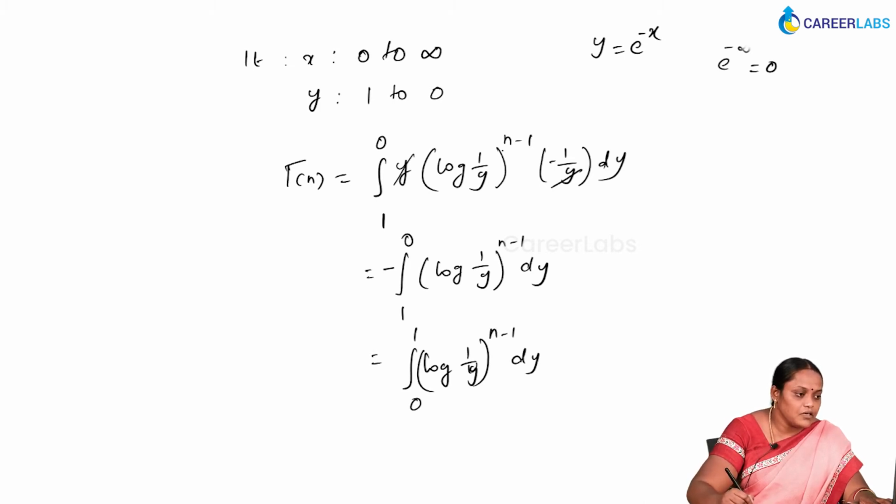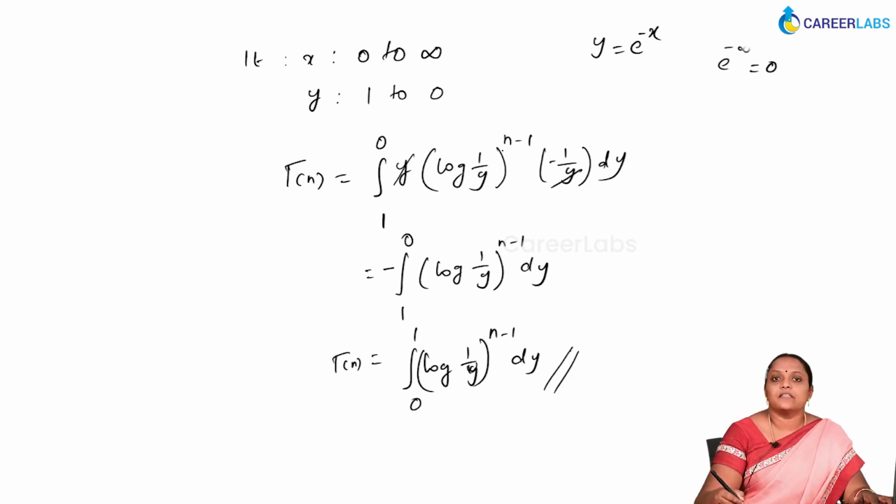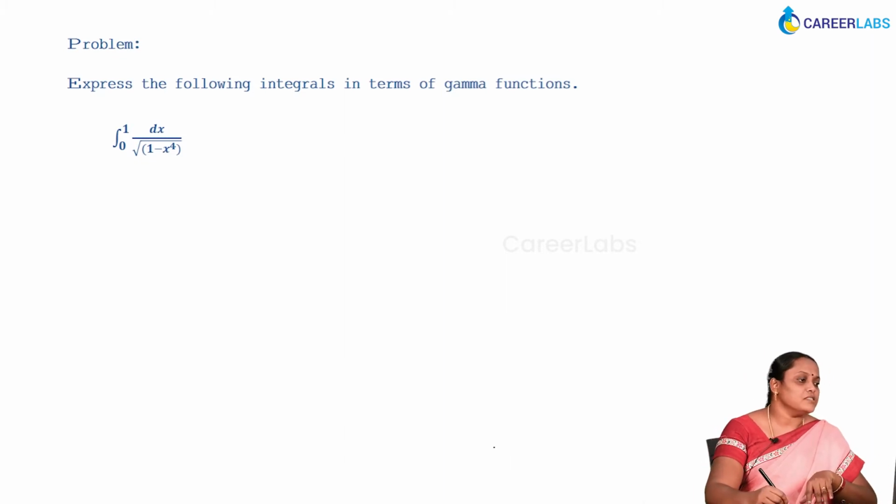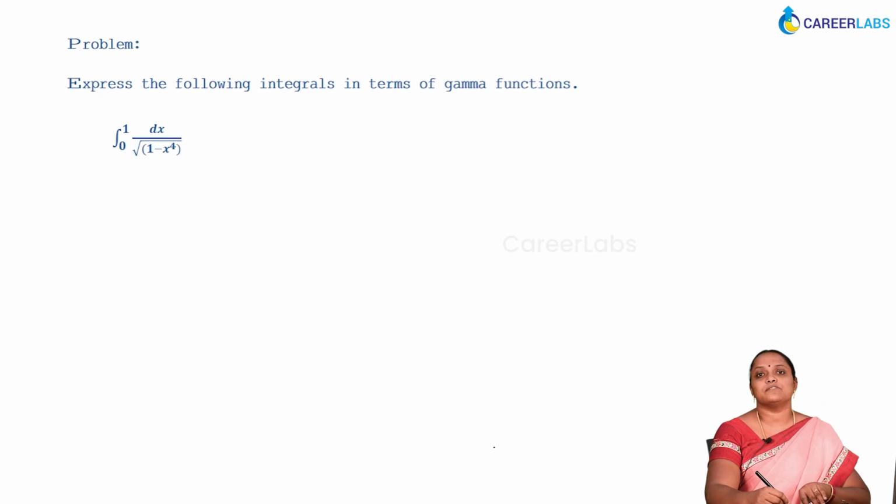This is y. Okay. So we have arrived at the result that gamma of n is equivalent to integral 0 to 1 log 1 by y to the power n minus 1 into dy. Right. Now we'll move on to the next thing, that is, express the following integral in the form of gamma function. So now when you see here, this is integral 0 to 1 dx by square root of 1 minus x to the power 4.